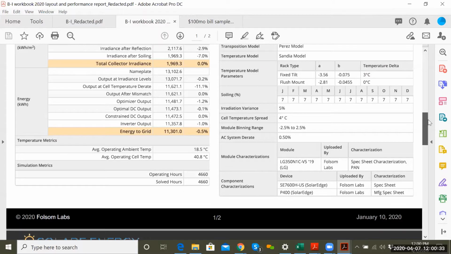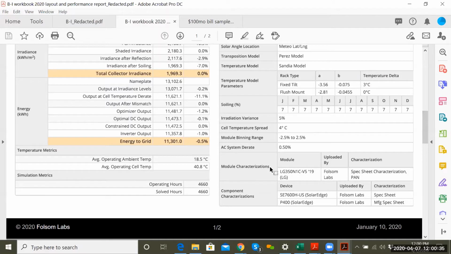Got it. And in this case, you are using 19 LG 350 modules, modules meaning panels, and you're using SolarEdge inverters.